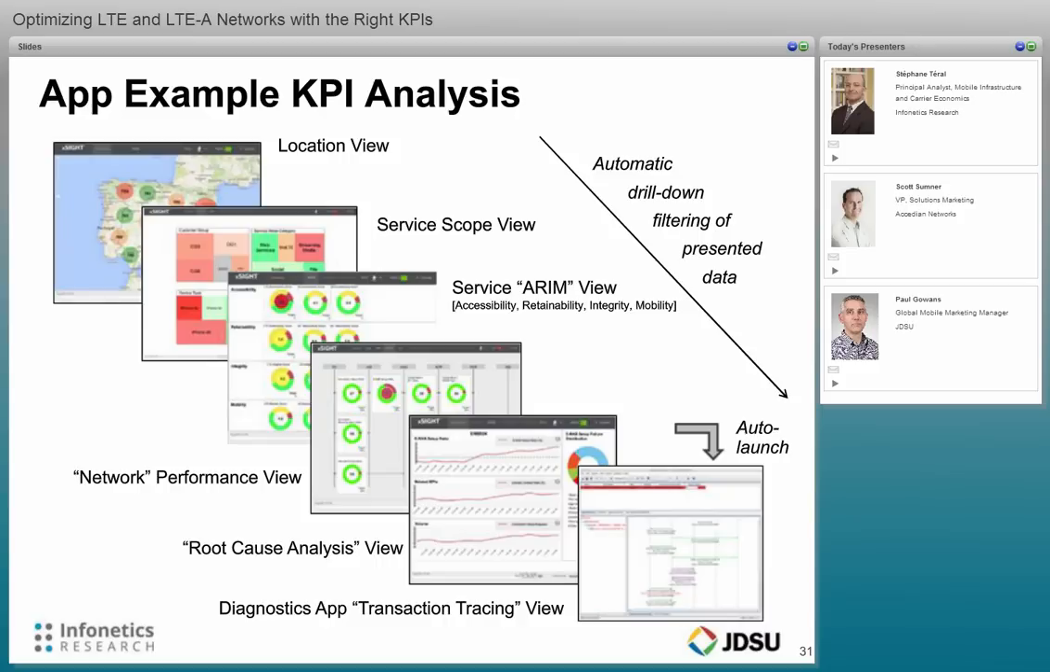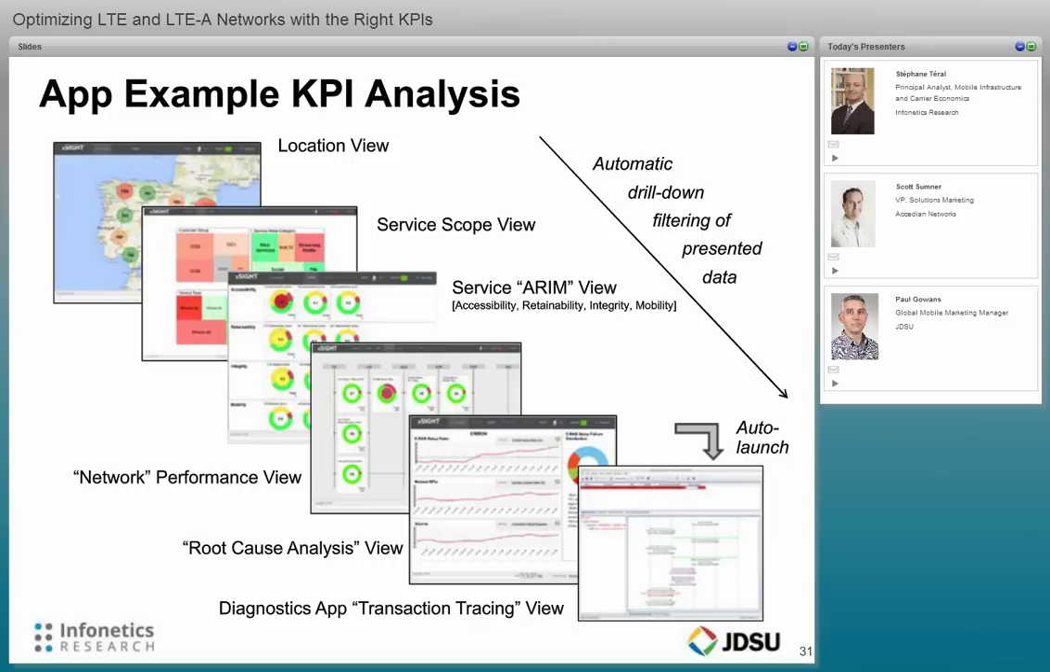This is around accessibility, retainability, integrity, and mobility. So you might build KPIs around those particular metrics, and be able to have thresholds set against those. The important thing is that one KPI for one operator may not be the right one for another operator. So being able to have that flexibility to build that model is really important.